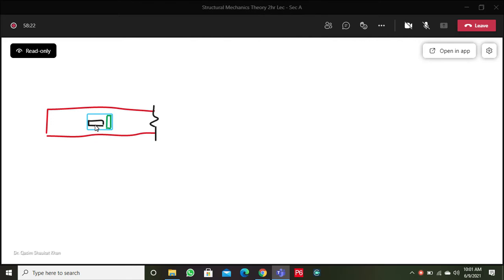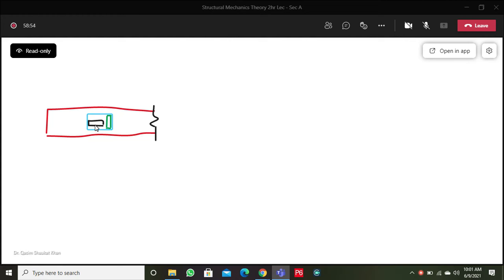So this strain gauge, which is drawn with a black color, will only measure the strain in the longitudinal direction. And this strain gauge, which is attached in the transverse direction, will only measure the strain in the transverse direction. Is this clear? So a strain gauge will only measure the strain in the direction in which it is attached. It will not measure the strains in the transverse or perpendicular directions.